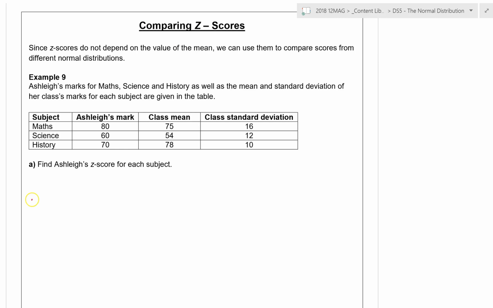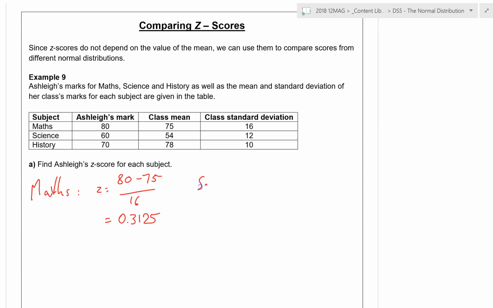So for maths, our Z-score is 80 minus 75 over 16, and that is equal to 0.3125. Okay, that's our maths Z-score. That's above the mean, that's okay.